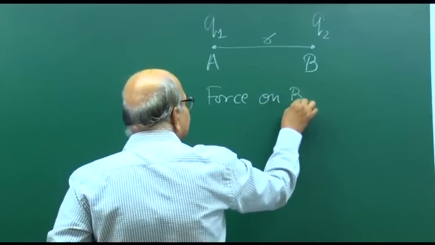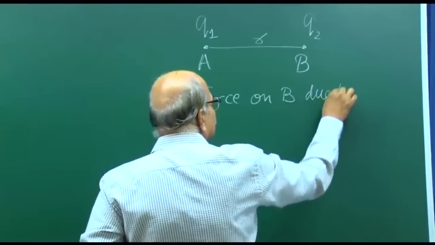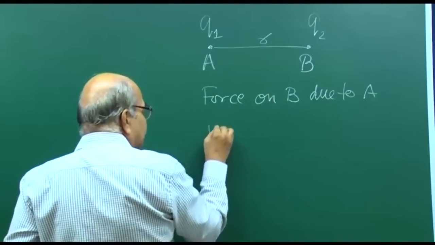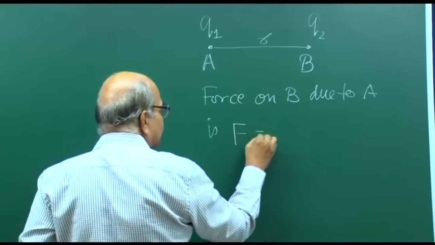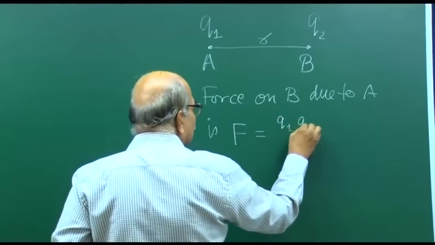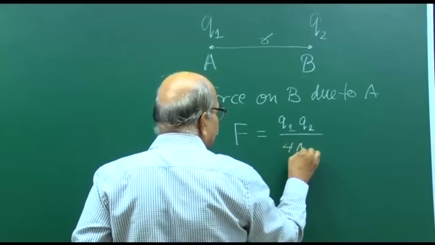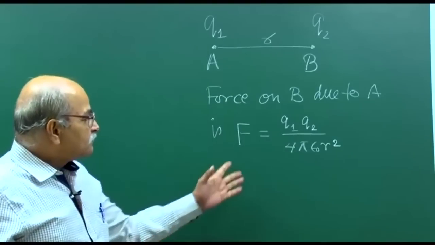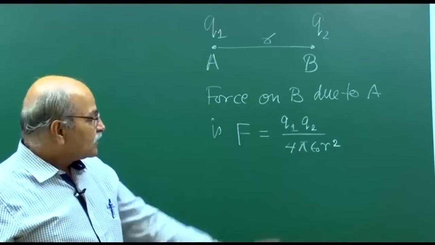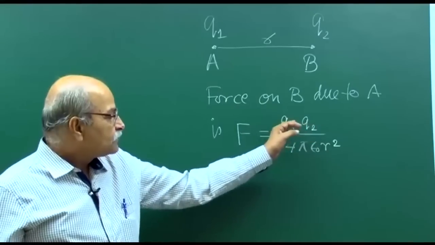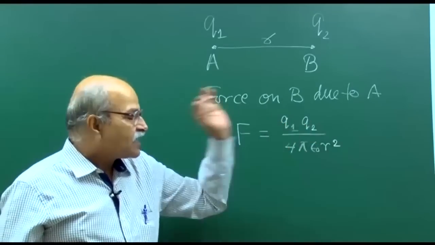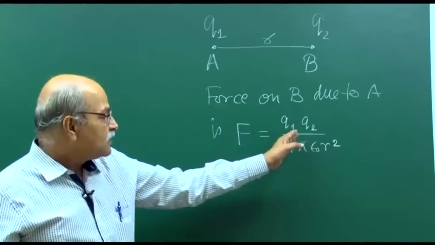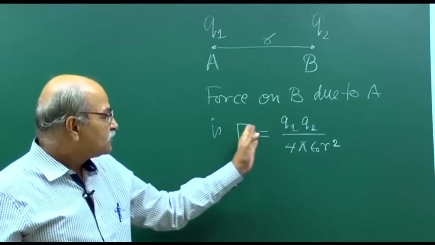So, if that happens, then the electrical force on, say, B due to A is given by force is equal to Q1 Q2 over 4 pi epsilon naught R square. And with proper direction, if the signs of Q1 and Q2 are the same, both are positive charges or both are negative charges, then this whole thing is positive and it gives me the magnitude of the force.